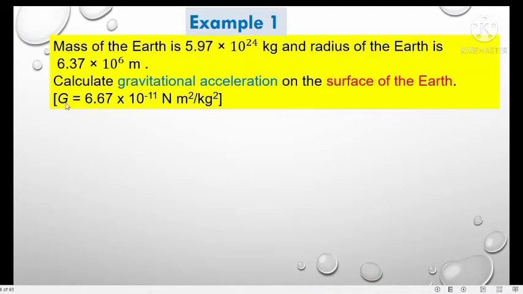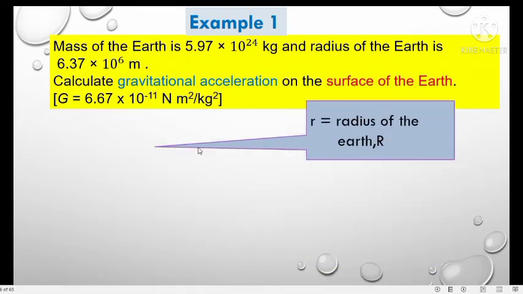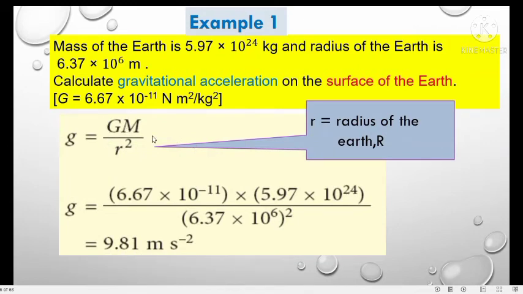Let's look at example 1, how to use the formula. The mass of the Earth is given, and the radius of the Earth is given. Calculate the gravitational acceleration on the surface of the Earth. So be careful when you read the question. Now the formula, g equals GM divided by r squared. Because it is at the surface, the distance between the centers of the objects equals the radius of the Earth, so small r equals capital R. You substitute the values of G, M and R, and then you will get g equals 9.81 meter second to the power negative 2. So this is the value of g on the surface of the Earth.